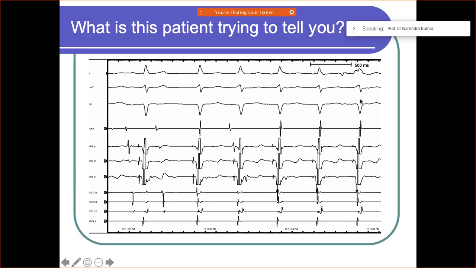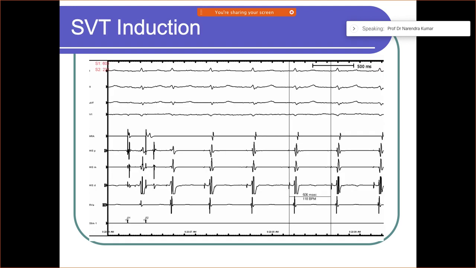Every patient tells its own diagnosis. The only thing is we should be able to know what is happening. So what is happening over here? I'll try to give you some more hints as well. I think we'll try to discuss more about it in the end. This is the thing which is trying to tell you about the SVT induction. As you can notice over here, these are the S1 and S2 extras which are being given. If you look carefully at the AH interval, there is a jump, right? There is a jump, and then the short VA interval tachycardia is going on.